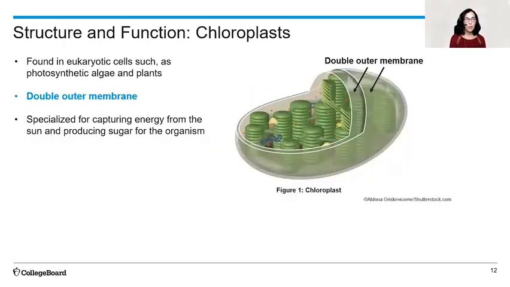Lastly, we have chloroplasts, which are found in photosynthetic algae and plants. They have a double outer membrane, much like the mitochondria does, and they're specialized for capturing energy from the sun and producing sugar for the organism through the process of photosynthesis.